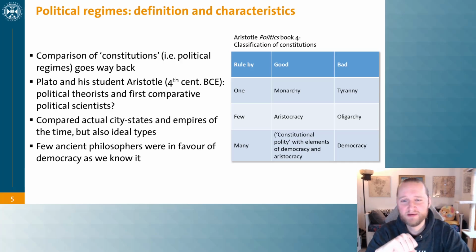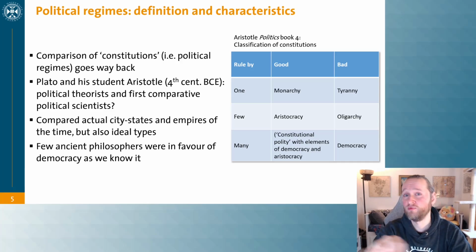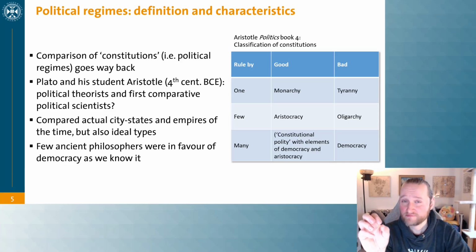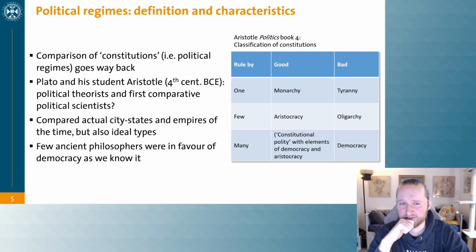We have Plato, for example, and his student Aristotle, who were both political theorists, but were also arguably some of the first comparative political scientists, because they took a systematic look around, admittedly, their corner of the world, and they looked at the city-states, empires, kingdoms, fiefdoms, whatever there was around the time, and they tried to develop a typology, a categorization of which regimes could be systematically distinguished from which others.